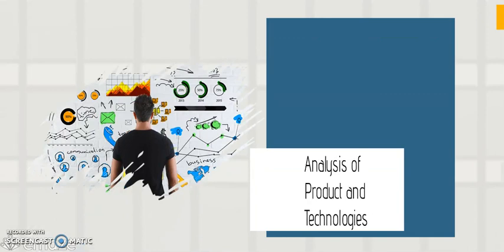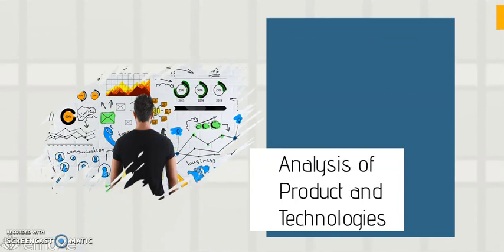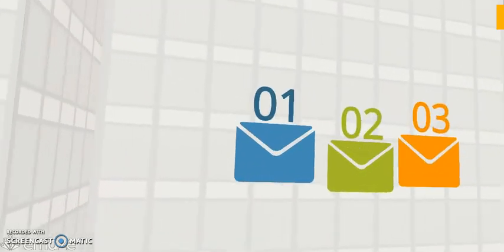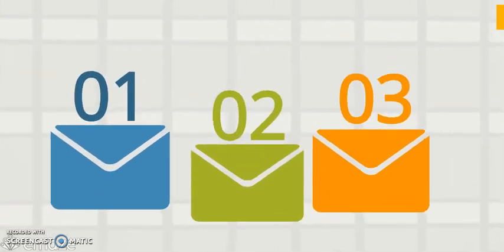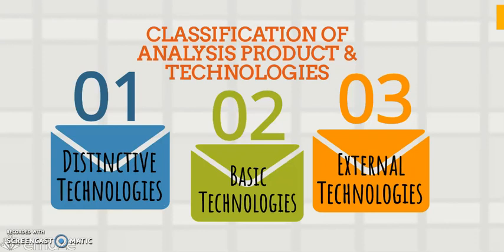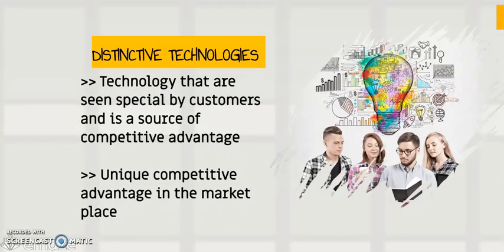First and foremost, we will explain about analysis of product and technology. This is a classification of technology as to its relative standing in a product. There are distinctive technologies, basic technologies, and the last one, external technologies. For the first, distinctive technologies: technologies that are seen as special by customers, and it is a source of competitive advantage. Distinctive technology is also a unique competitive advantage in the marketplace.